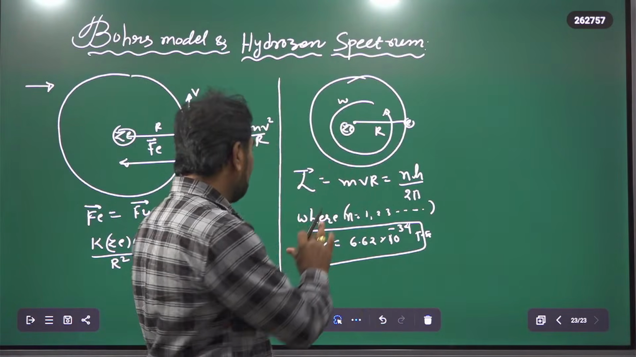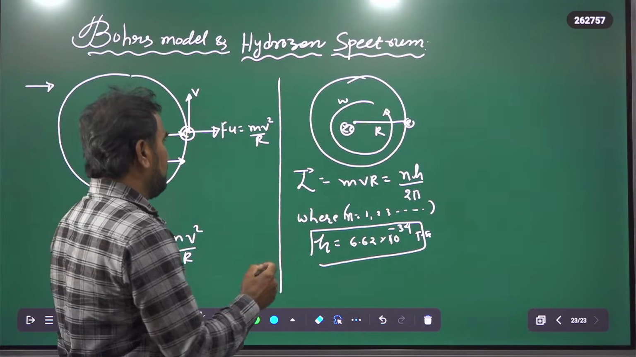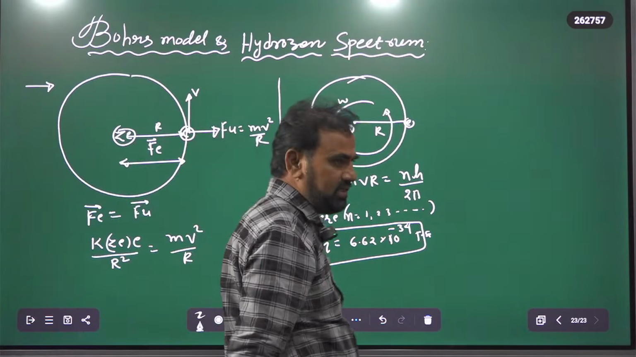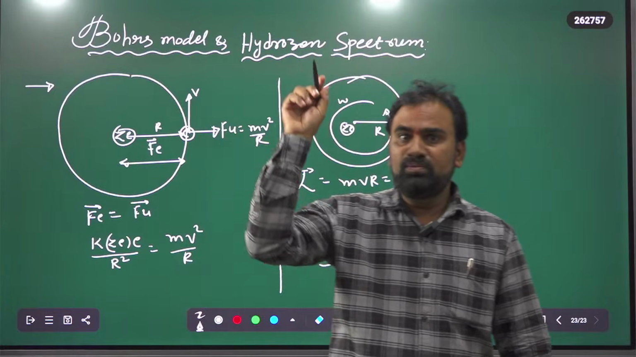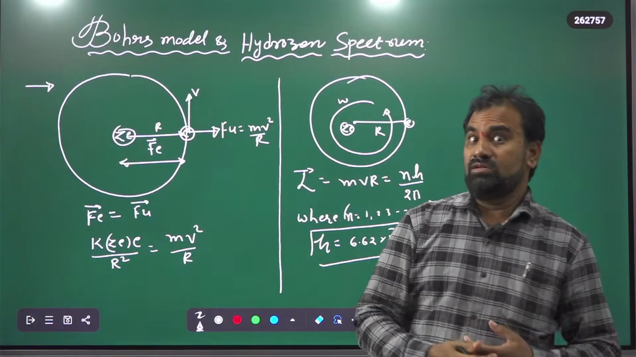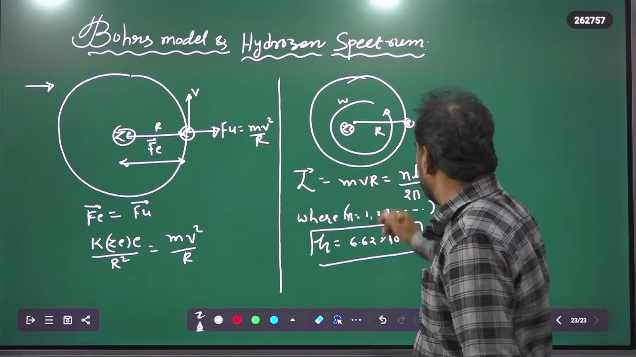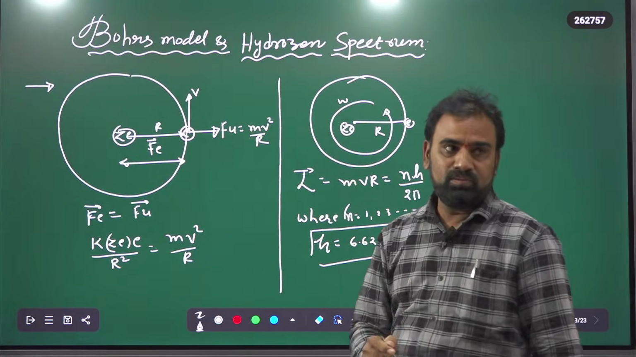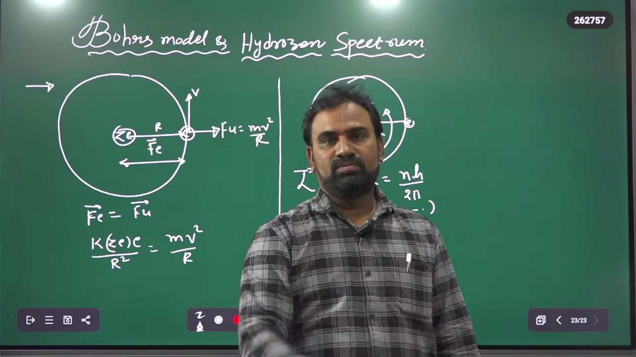This is the second postulate. When an electron is revolving in a circular orbit, its angular momentum remains constant. This is called the quantization of angular momentum, that is, L is equal to mvr is equal to nh by 2 pi. This is called the second postulate.